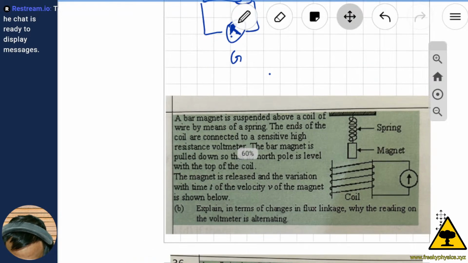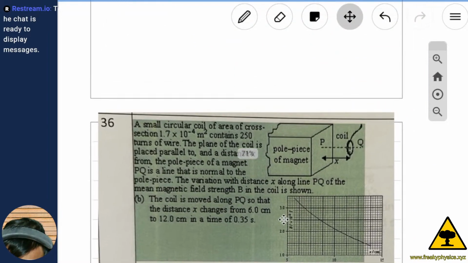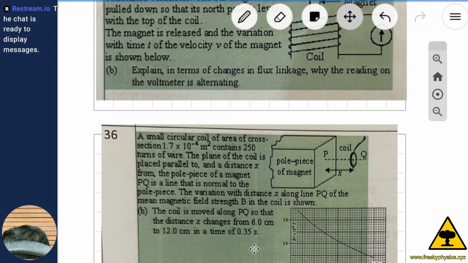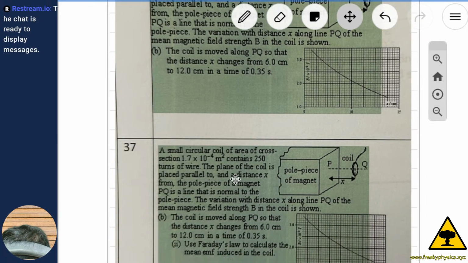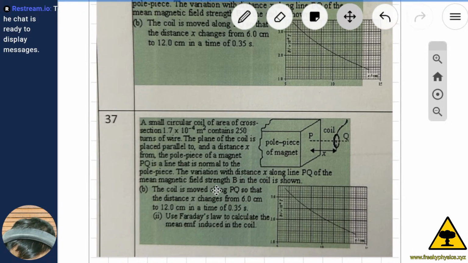So here we have this magnet. The question is the more so that the distance x. Okay, so use Faraday's law. I think this is a continuation, right? So use Faraday's law to calculate the mean EMF induced in the coil.